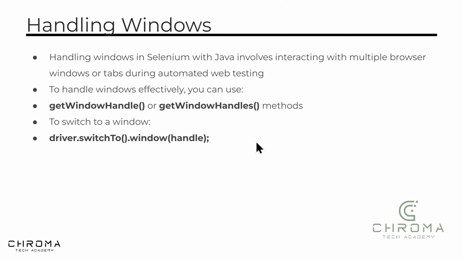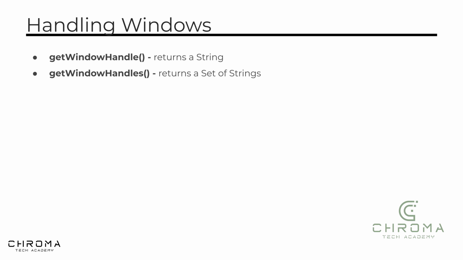Now, before we start getting into all the code, let's just take some notes down here. Just understand that the getWindowHandle method returns a string, and the getWindowHandles method returns a set of strings. Okay, so now we're bringing in the Set interface here, which is part of the Java Collections Framework. It is a data structure that basically does not store duplicates. Okay, but we'll talk about that in just a moment.